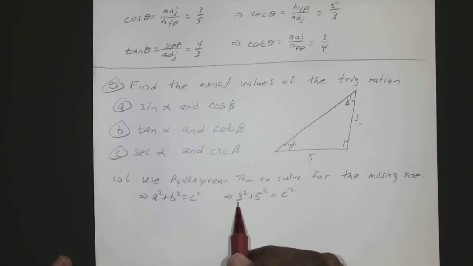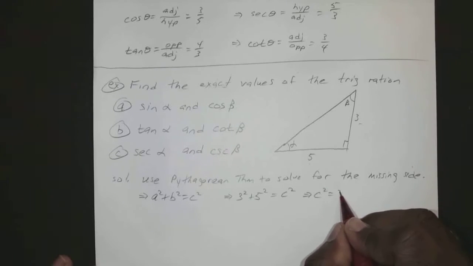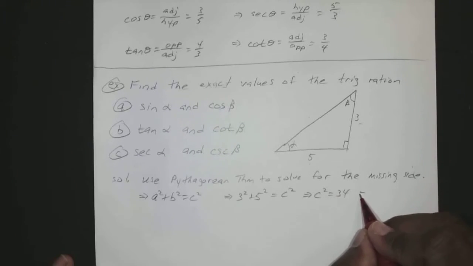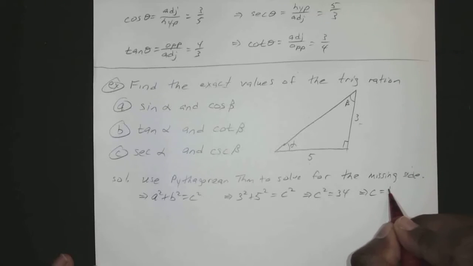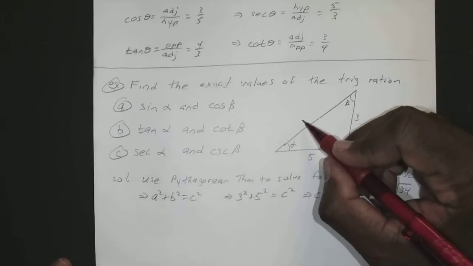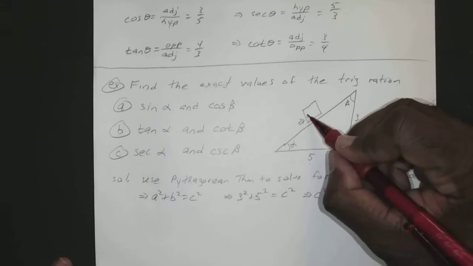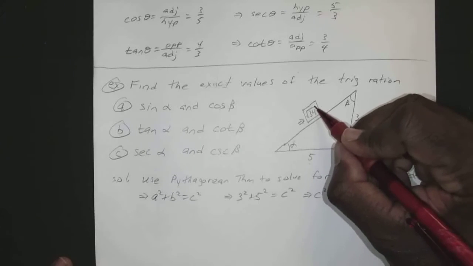So you have 25 plus 9. So c squared equals 34. So you know that c is equal to plus or minus square root of 34. We know that's not a length of negative square root of 34, so we only need the positive. Okay, so we know that side is, I'll put it in a box since we had to figure that out, square root of 34.